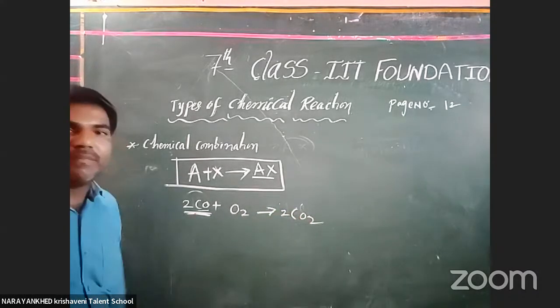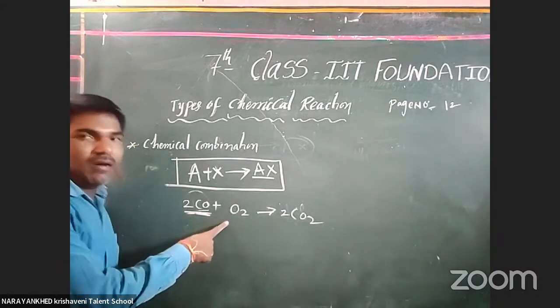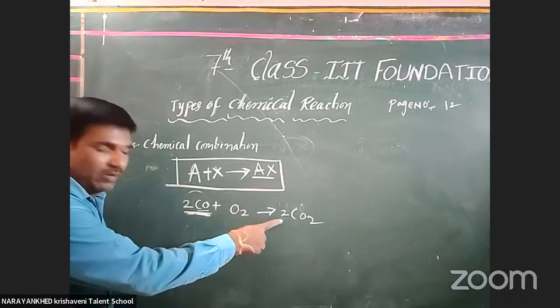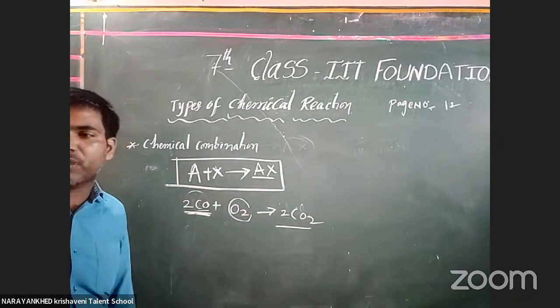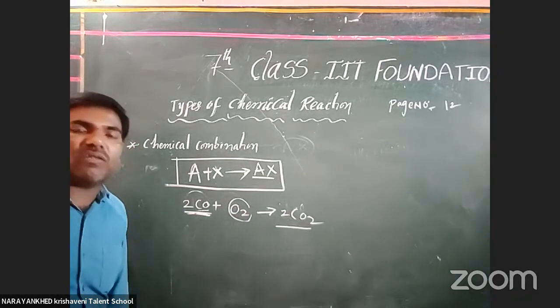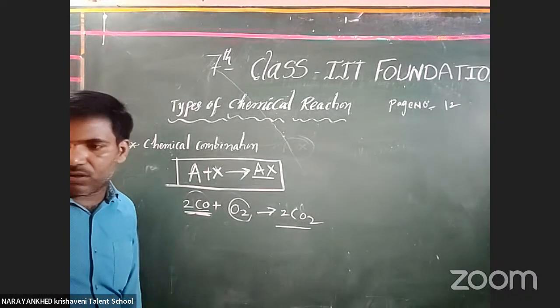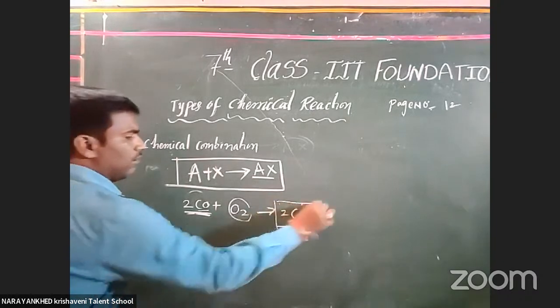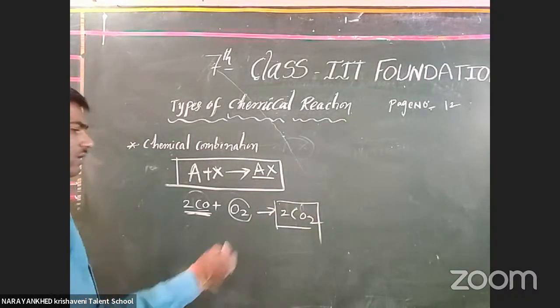Clear or not? Yes. The carbon monoxide is combined with oxygen, and it will be formed as carbon dioxide. Which type of reaction is it? Combination reaction. It is a chemical combination. Understood, all of you? I hope you got it. Yes, it is a chemical combination.